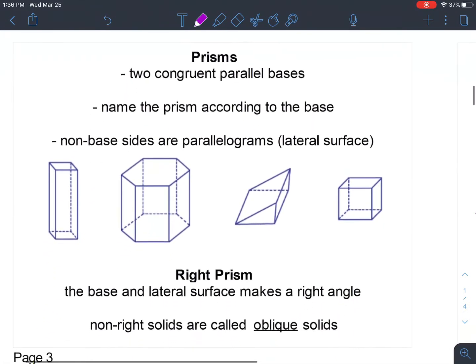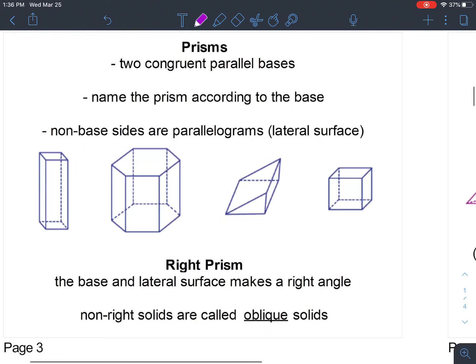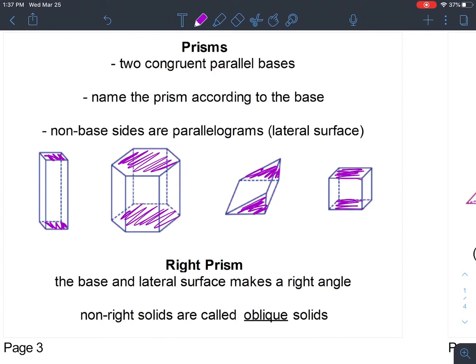All right, now naming prisms. We need two congruent parallel bases. So in each of these solids down here in the middle, I'm coloring in all of the bases. And the importance of those bases is that those determine the name of the shape. So for example, the first one looks like we have squares on the top and bottom, so we would call it a square prism.